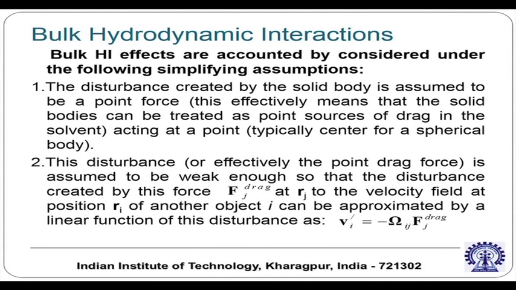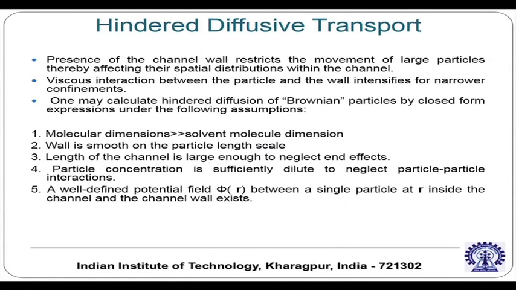on the velocity field at position Ri of another object i. So, there is a drag force at point j. The interest is, how does it create the perturbation in the velocity at another point i, which is in the vicinity of j, and that can be approximated by a linear function for small disturbance. That linear function is given by Vi prime equals minus omega ij into Fj drag. Here omega ij is a second order tensor. So, this is a very common framework by which you do it.